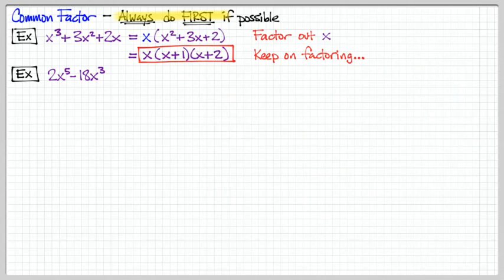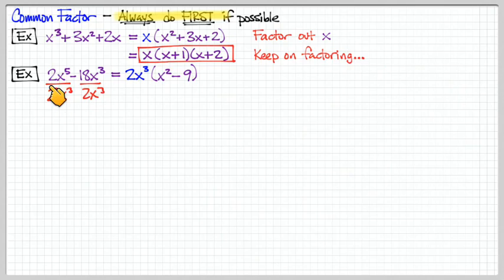Here's another example. Let's look at the numbers first. 2 and 18. There's a common 2 in both of them, so I can factor out a 2. Now, let's look at the x terms. Well, I have x to the 5th, x to the 3rd. There's x to the 3rd that I'm going to be able to factor out. So now, let's just do some thought experiments of when I factor it out. Basically, what I'm doing is I'm dividing each of these by x to the 3rd. And so I have x squared minus 9.